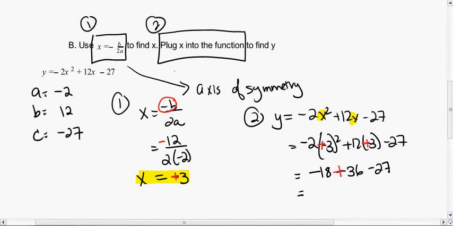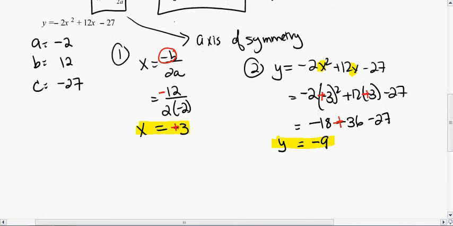All right, let's see here. Popping this into the calculator. Negative 18 plus 36 minus 27. And I end up with negative 9. So y equals negative 9. Remember what I'm doing here. I'm looking for the vertex. Well, now I found the vertex. The vertex's x-coordinate is positive 3. And the vertex's y-coordinate is negative 9.